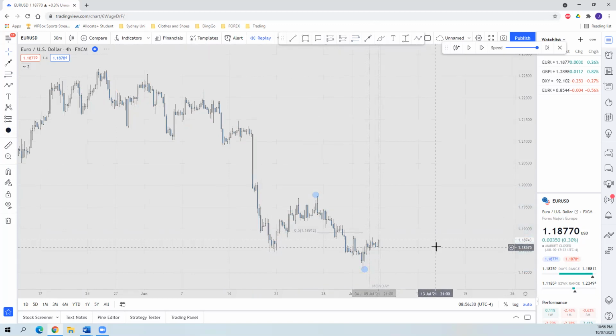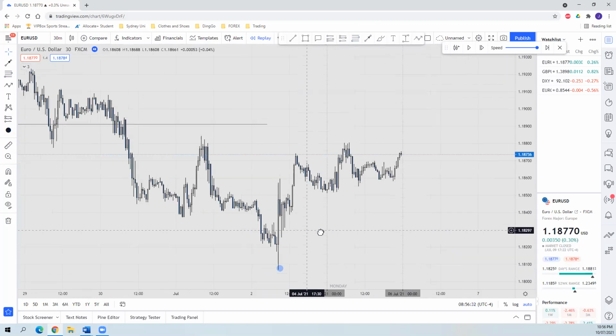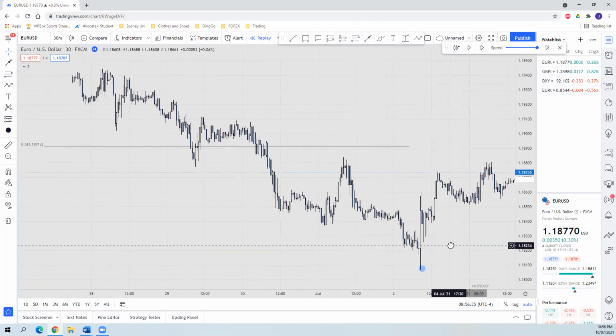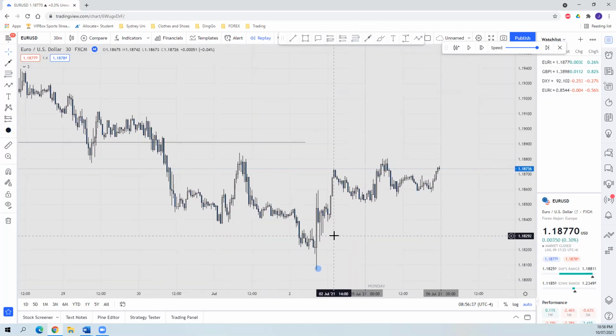Then I go to 30 minute, and on the 30 minute, this is so we didn't really break here. We did, yeah. So we didn't break it yet, but it will be taken out for sure. So you can expect something from this.